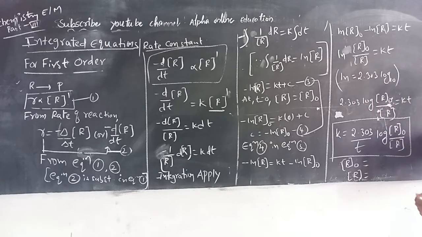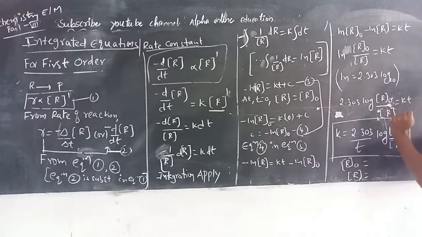In rate of reaction, as already studied in the temperature effect, Ln is equal to 2.303 log. This natural log is converted to log, so it is multiplied by 2.303. So in place of Ln we substitute 2.303 log, and the remaining R naught by R is equal to KT.